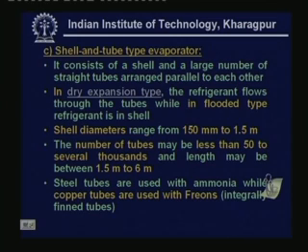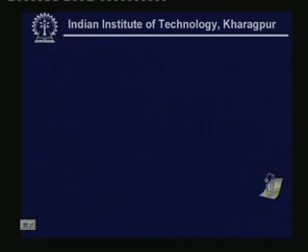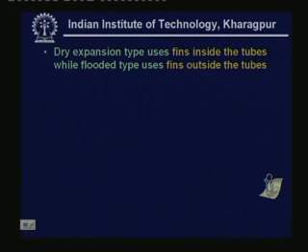Normally steel tubes are used with ammonia while copper tubes are used with freons, and when we use freons, the heat transfer coefficient obtained on the refrigerant side is typically small. So we normally use what is known as integrally finned tubes on the refrigerant side. Whereas in case of ammonia, since the heat transfer coefficient is large, fins are not required. Dry expansion type evaporators use fins inside the tube, that means on the refrigerant side, while flooded type uses fins outside the tubes, because in the flooded type refrigerant flows on the outside of the tubes.